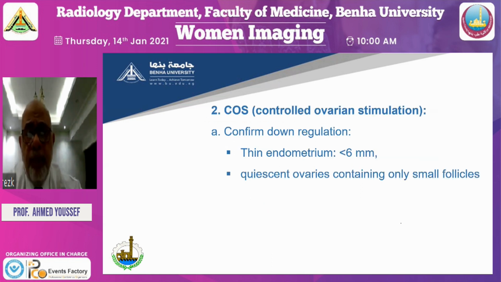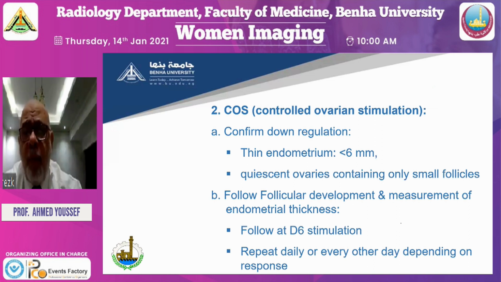Controlled ovarian stimulation. Ultrasound is used during the controlled ovarian stimulation by confirming the down regulation after I start the agonist, and this by diagnosis of the thin endometrium less than 6 millimeters, quiescent ovaries containing only small follicles, not more than 15 millimeter size, and also follow-up of the follicular development and the measurement of the endometrial thickness and showing the endometrial pattern, as I told you at the start of the lecture, not discriminating the pattern. There is no basal hyperechogenicity in the endometrium.